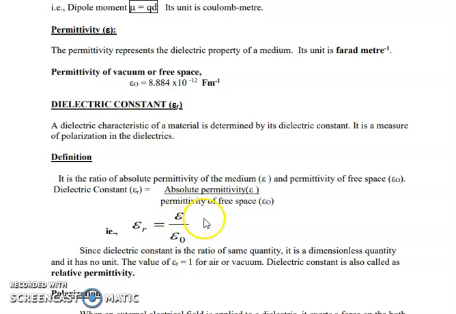The unit of epsilon is farad per meter. The unit of epsilon naught is also farad per meter. Therefore, there is no unit for epsilon r. And the epsilon r value is 1 for air or vacuum.